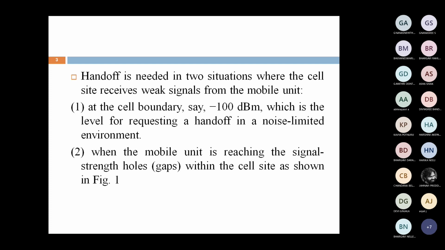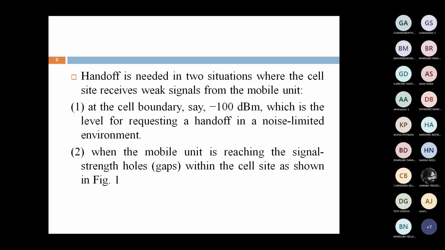The second situation is when the mobile unit reaches signal strength holes or gaps. What is meant by signal strength holes or gaps? It is a part where the signal is weak or not received. That is called a hole.